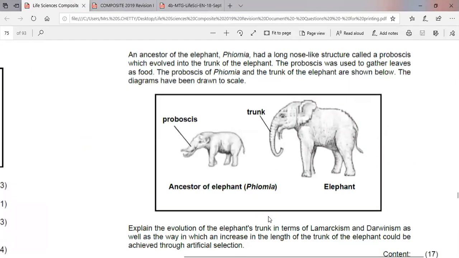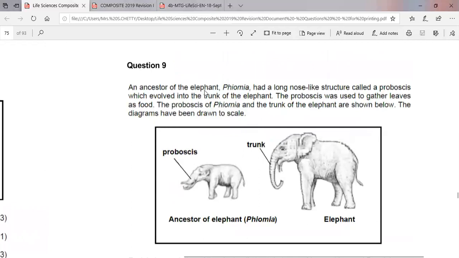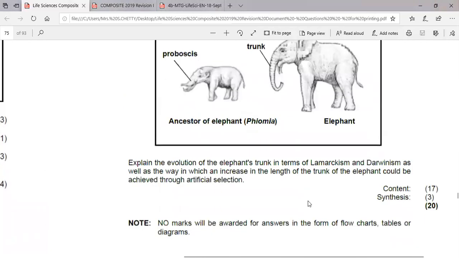Oh, this appeared as an essay question. Was terrible for the students. An ancestor of the elephant, Phiomia, had a long nose-like structure called a proboscis, which evolved into the trunk. The proboscis was used to gather leaves as food. The proboscis of Phiomia and the trunk of the elephant is shown, and the diagrams have been drawn to scale. In other words, this is quite small compared to your modern-day elephant.